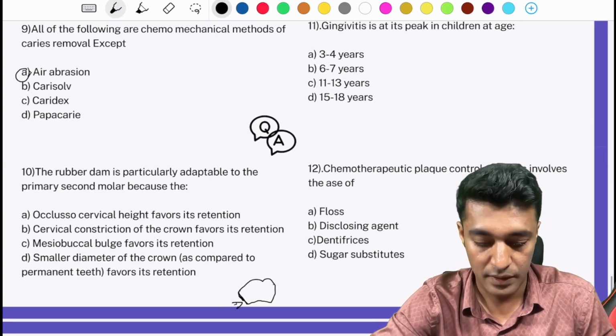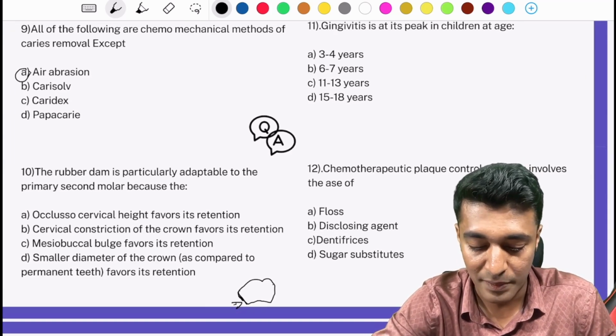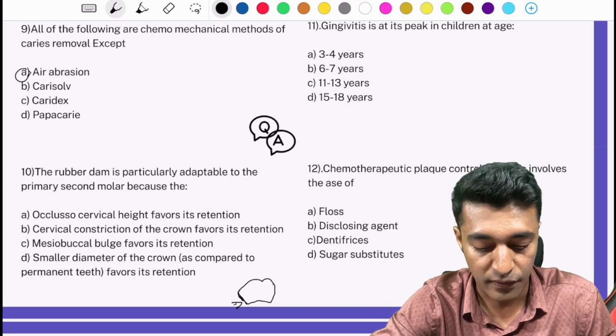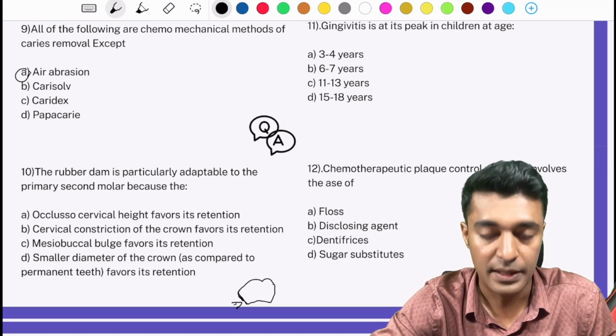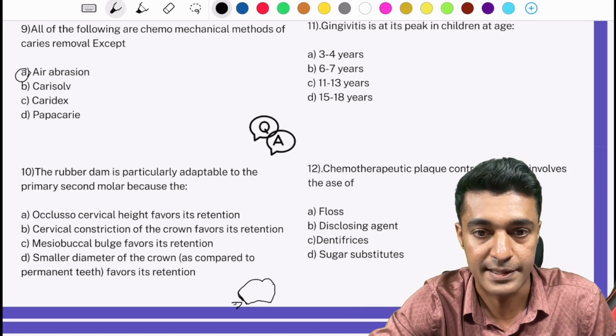Question number 12. Chemotherapeutic plaque control method involves the use of floss, disclosing agent, dentifrices, and sugar substitute. The answer for this is disclosing agents.